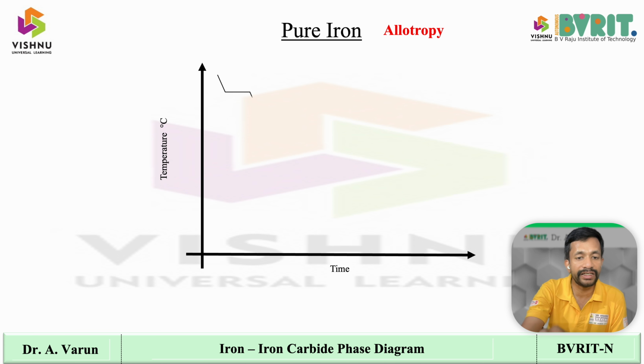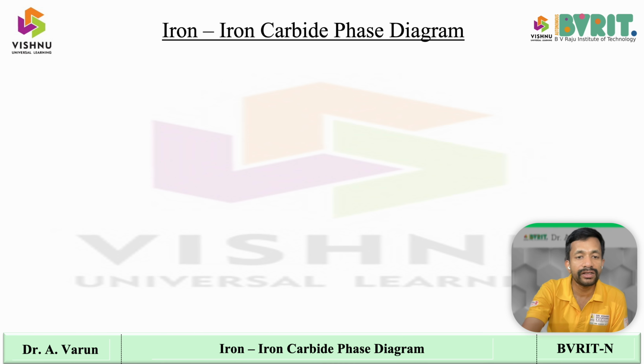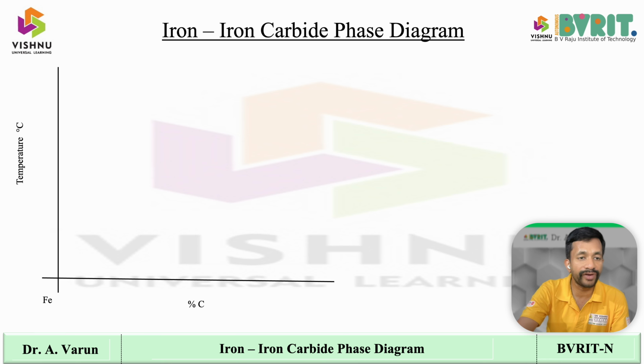Was at delta, right? And then we have seen at 910 there was another allotropic change. So all these are going to be observed in a different way. So let us plot them first.